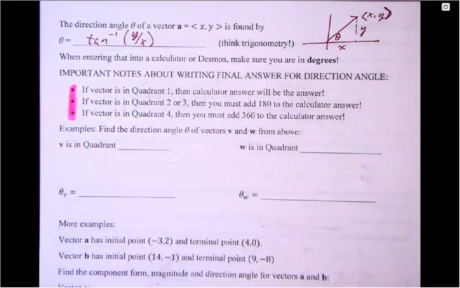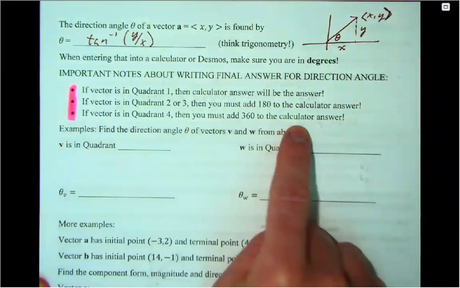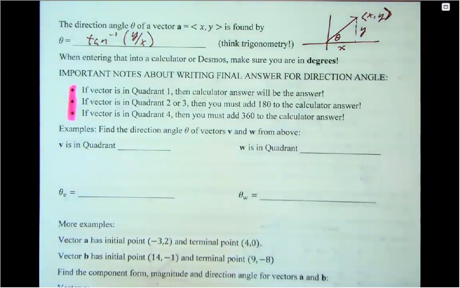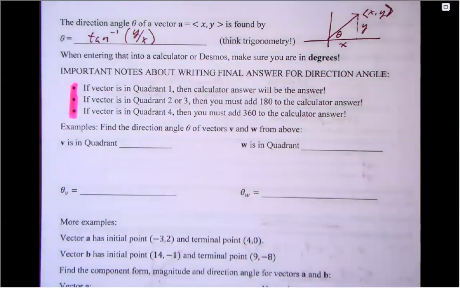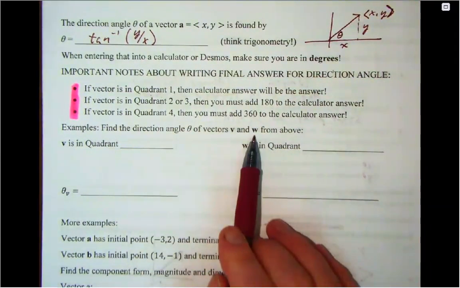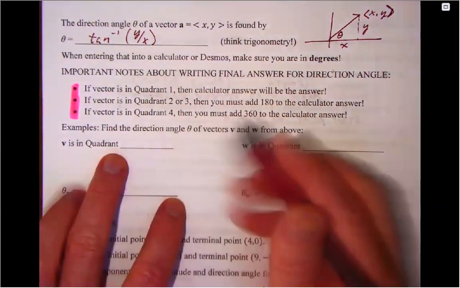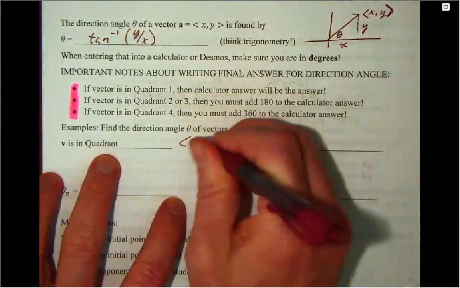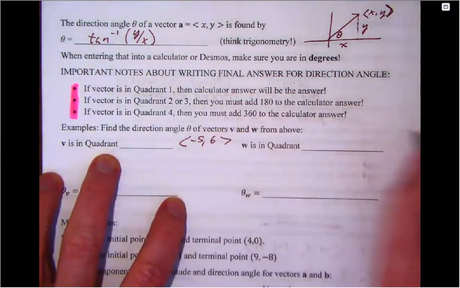It has to do with the inverse tangent function, what the domain is, what the range is, stuff like that. We talked about that a few weeks ago. And if your vector is in quadrant 4, you're actually going to have to add 360 to the calculator answer. You have to remember that. If you forget that or don't do that, you're not going to get the correct answer on these kinds of questions. So when you're doing a question like this, I'm going to use the exact same vectors from that front page. Vector v was the vector -5, 6, and vector w was the vector 9, 4.